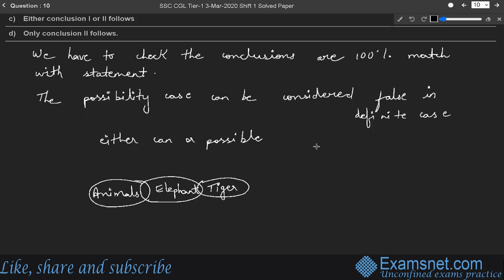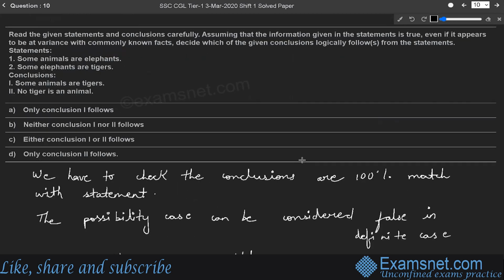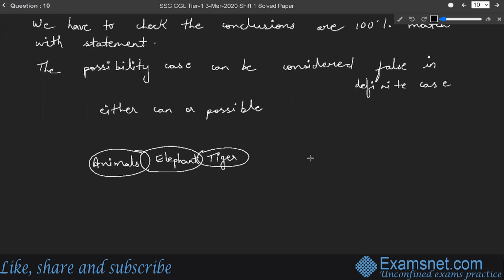Now we have to check both the conclusions and we have to identify whether it is true or false. So the first conclusion is some animals are tigers. So let us look at the Venn diagram. Here, some animals are not tigers. According to the Venn diagram, some elephants are tigers. Okay. But we know that tiger is an animal. But according to the conclusion that is written in the question, this conclusion is false. But it can be possible. But in this question, it is not definite.